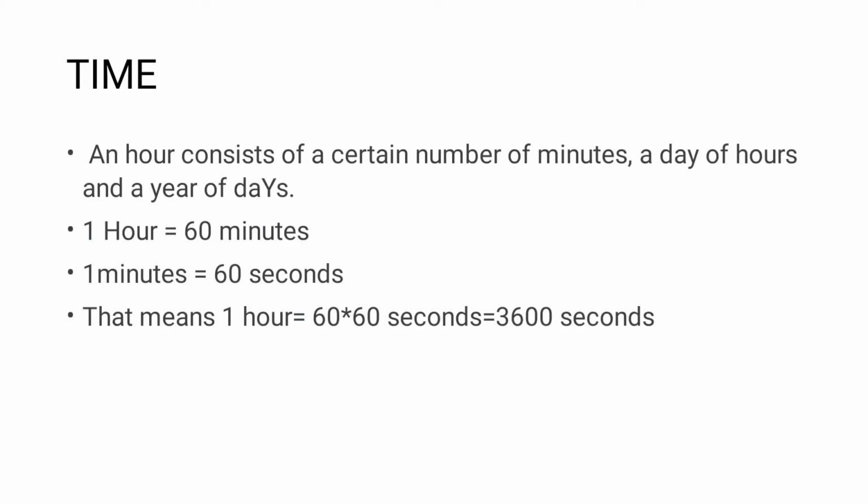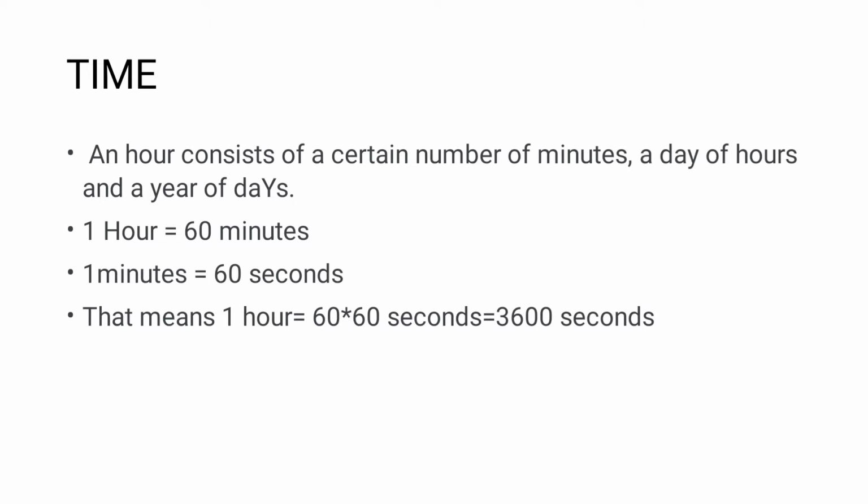Now what do I mean by time and what are its units? As you all know what time is, the units will be hour, minute, seconds, day, year, etc. An hour consists of 60 minutes and a minute consists of 60 seconds. In our problems it will be given in hours, seconds or minutes, so we have to convert hours into seconds or seconds into hours.